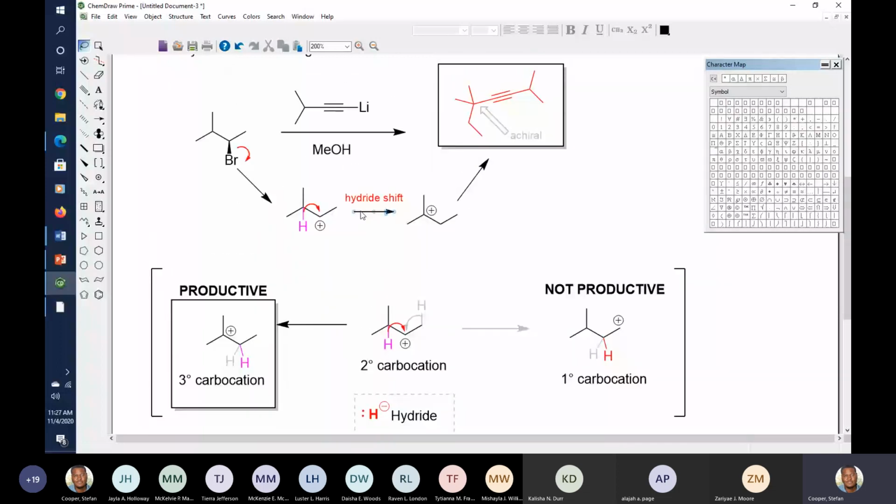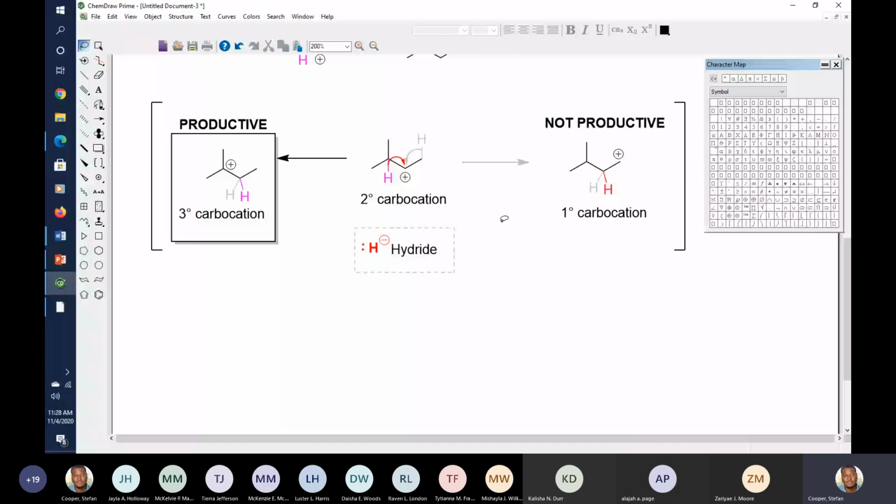All right. Let's review really quickly what happens here. I think everybody's comfortable with the fact that my leaving group leaves. I'll generate this carbon cation. I do a hydride shift to form a tertiary carbon cation. And now my nucleophile attacks that center to generate this compound. All right. Let's move on to the second type of rearrangement.